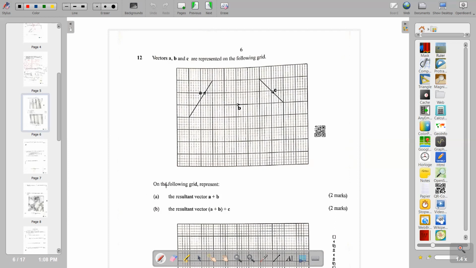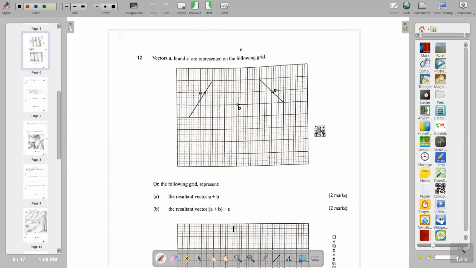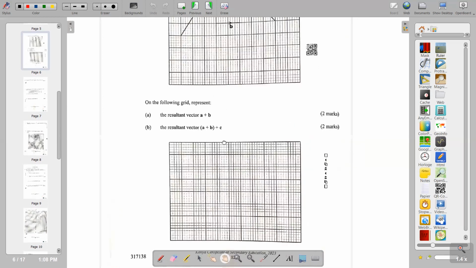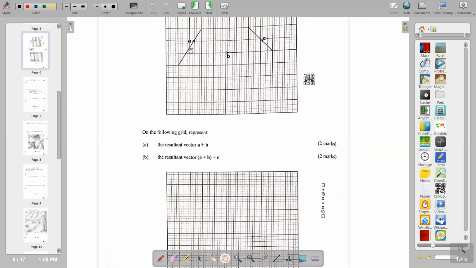So the question is, on the following grid, represent the resultant vector A plus B. You are not supposed to calculate, but just need to use the drawing. So you have vector A plus vector B. And when you're talking about vector A, it represents a column vector that is 2 units to the right and 3 units up. So you have to draw it here, a straight line.